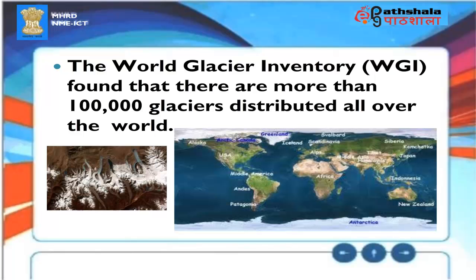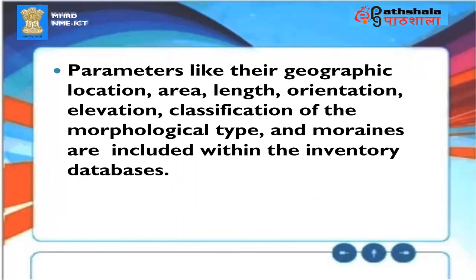The World Glacier Inventory, WGI, found that there are more than 100,000 glaciers distributed all over the world. Parameters like their geographic location, area, length, orientation, elevation, classification of the morphological type, and moraines are included within the inventory databases.